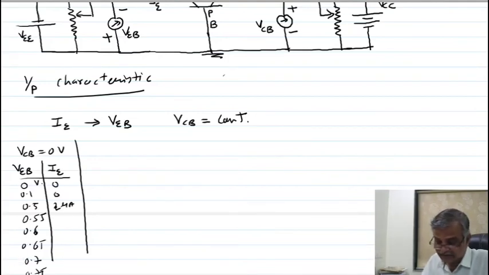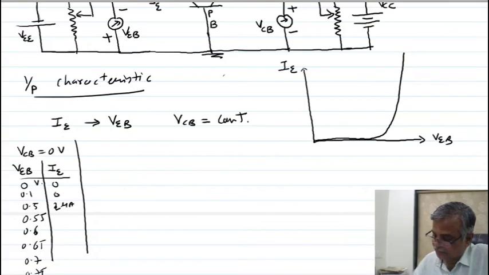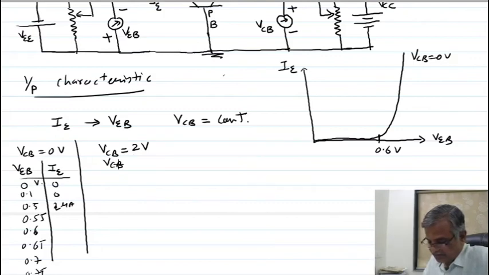You can get such a relation. See, I am getting such a graph for VCB equal to 0 volt. Here, say 0.6 volt is required for the conduction of the transistor. Now keep VCB equal to, say, 4 volt, or you can say keep VCB greater than 1 volt. VCB greater than 1 volt, that is your choice.